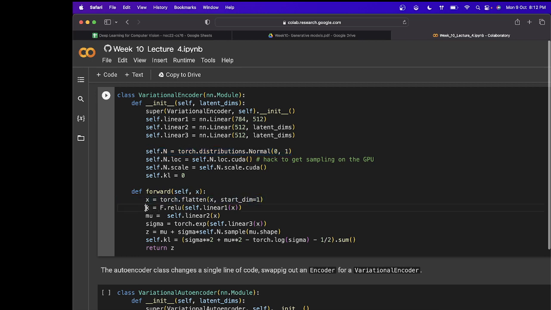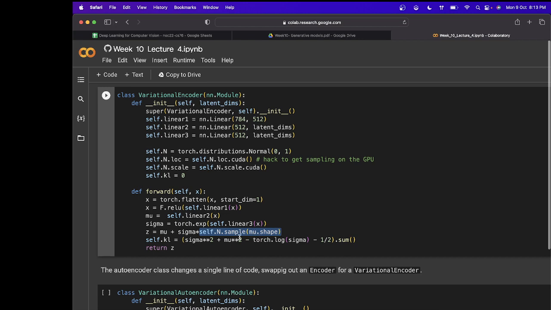The second step is similar to the autoencoder, right? The third step is to generate the mu. Fourth is to generate the sigma. Then, like we gave the formula, z should be mu plus sigma times some sample from the 0, 1 Gaussian. So the 0, 1 Gaussian was initialized here, and z is finally mu plus sigma into this self dot n dot sample from this 0, 1 Gaussian.